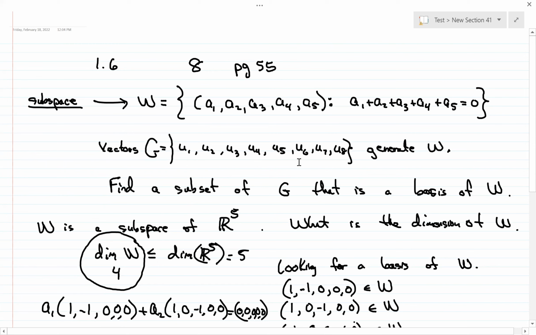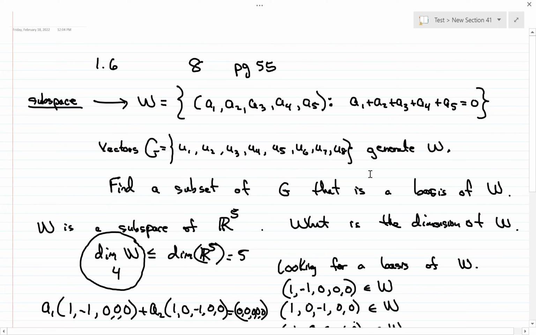So what am I trying to do? I'm trying to figure out 4 of the vectors in this collection of 8 to keep and form a basis from. And that will generate all of W, which is what we're trying to do. Find a set G that's a basis. So we already know this generates all of W. So there's some extra ones that are unneeded. And I'm looking for the 4 independent ones of these that would form the basis, basically.